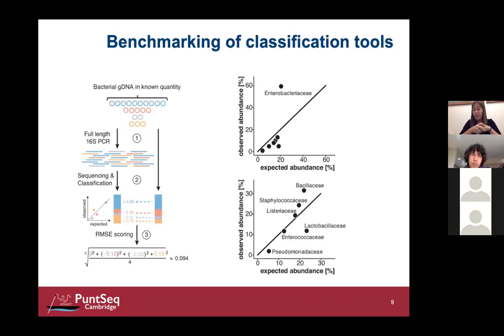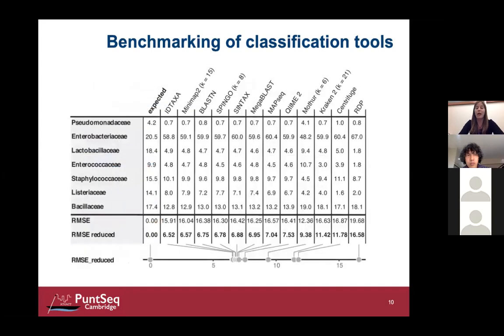And here for Minimap, you actually see that the performance is quite good in terms of comparison of observed abundance and expected abundance. Based on this, we can now calculate the root mean squared error. I'm just showing you a table here that compares the root mean squared error. If you just look at the last two lines, that's the root mean squared error including Enterobacteriaceae, and then the reduced one that is excluding Enterobacteriaceae.